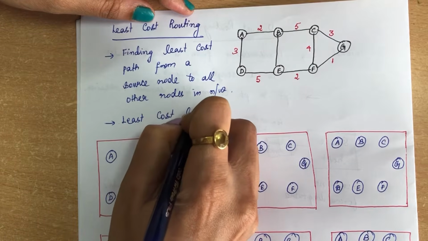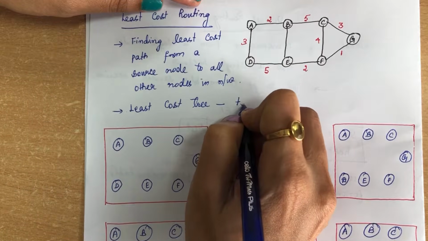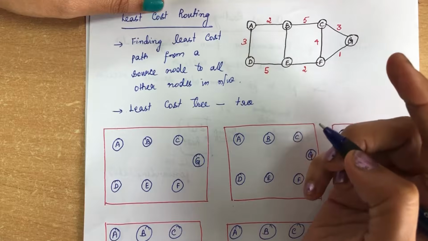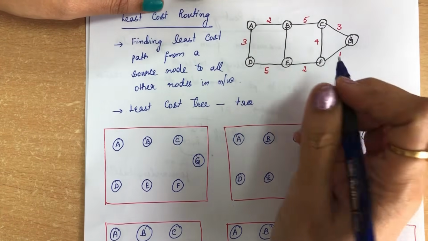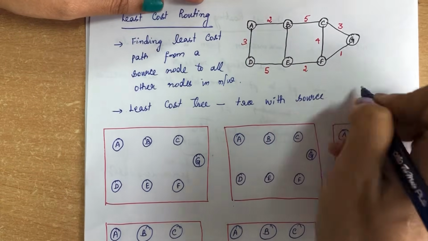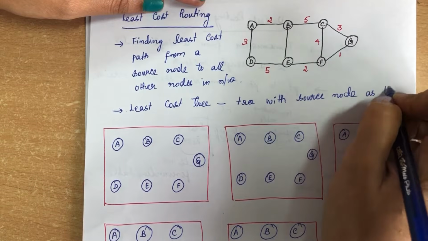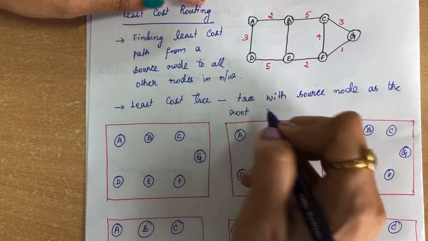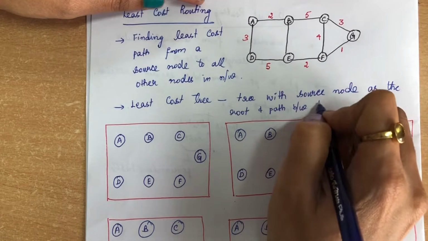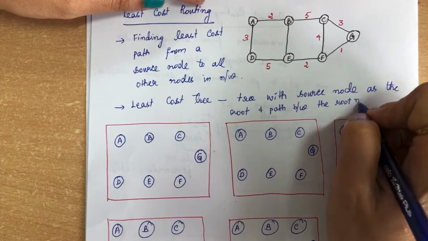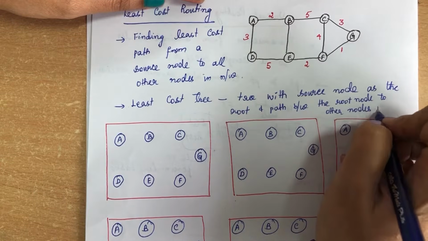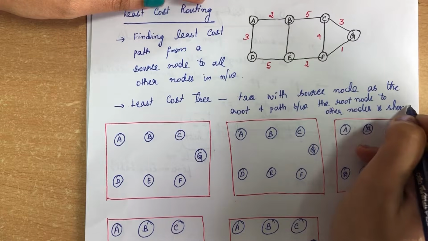So what do you mean by least cost tree? A least cost tree is a tree with the source router, the source node, as the root, and in which the path between the root and any other node is the shortest. We have to consider that source node as the root, and the path from the root to the other nodes is shortest. This is called the least cost route.